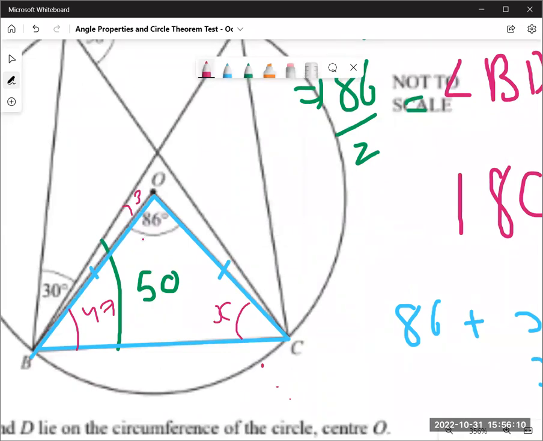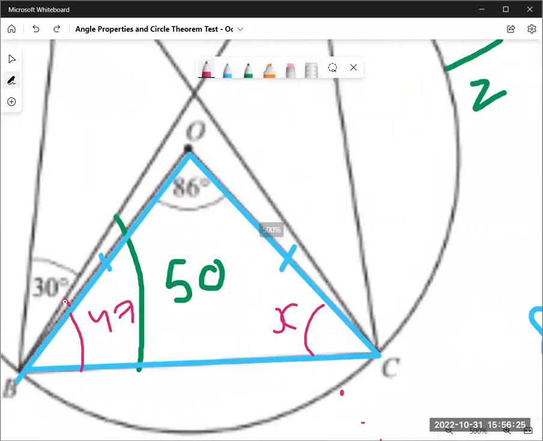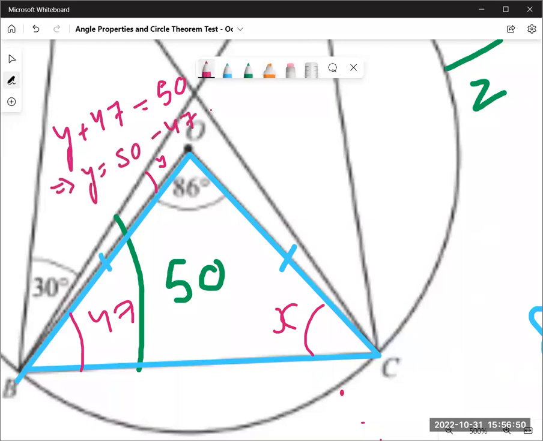Sir, how did we get 3? Okay. Now I know that the full angle is 50 degrees, and they're asking me for this small angle. Let's say y right here. y plus 47 should be equal to the full thing, 50. When I add the small angle and this angle, it should give me 50. Is that clear? So y is 50 minus 47, which is 3.